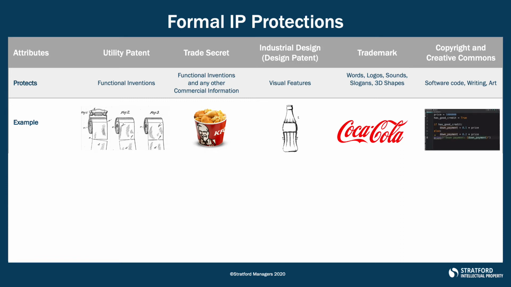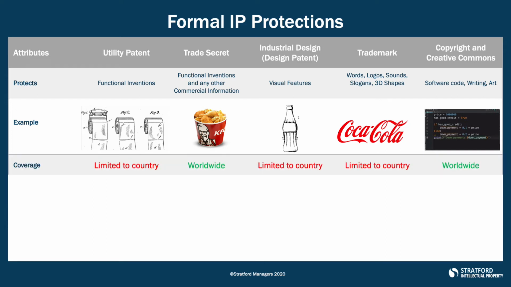When looking at IP protection, it is important to consider coverage. Protection with utility and design patents, as well as trademarks, are limited to the countries they are registered in, while trade secrets and copyrights provide worldwide protection.